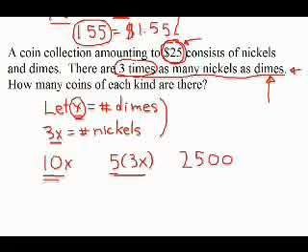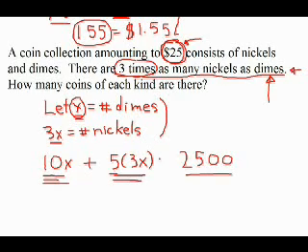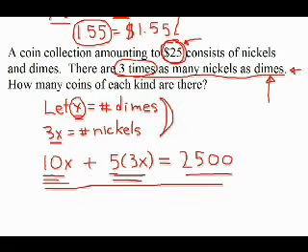Here's the amount of money that I have in dimes. This is the amount of money that I have in nickels, and this is the total amount of money I have. To get the total, we would add the two amounts, and we would know it would have to equal 2,500. So now we have our equation: 10x plus 5 times 3x equals 2,500. Now that we have that, let's go ahead and solve the equation.